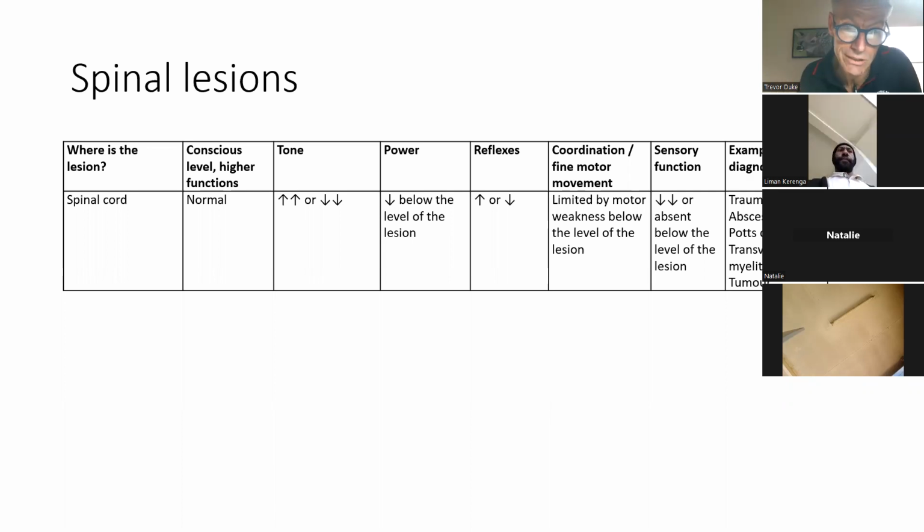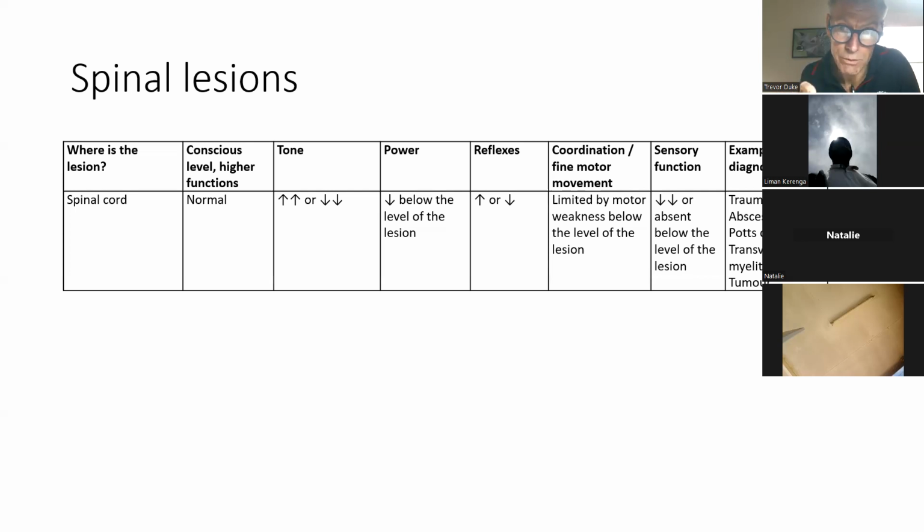So if you've got a mid-thoracic lesion, then below that, you won't have any coordination. And you'll usually have altered sensation. It can be reduced sensation or just altered sensation like paresthesia below the level of the lesion. So this is where the problem is.